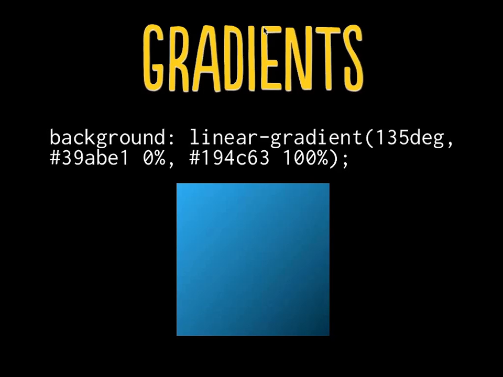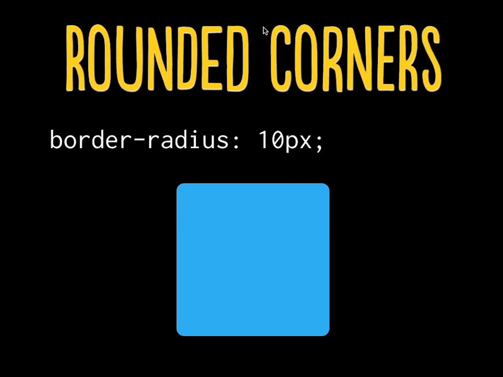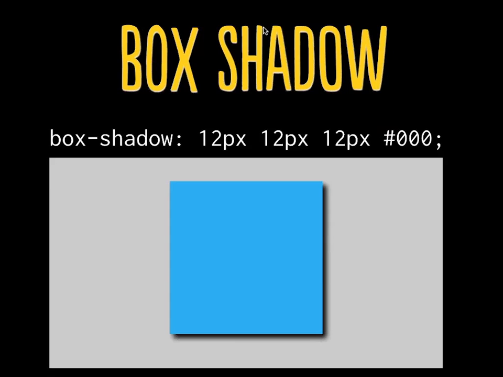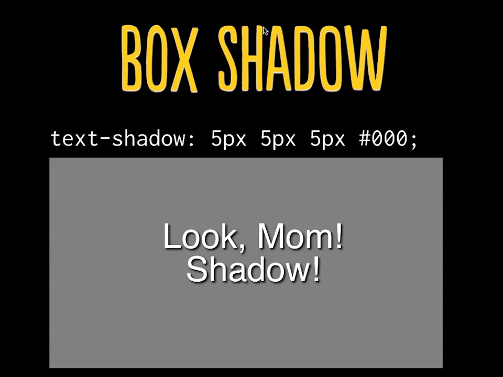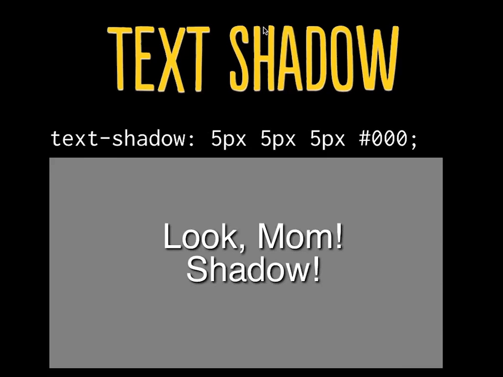You can do gradients straight in CSS. Here's an example of one. You can do linear and radial gradients. You can do bunches of gradients stacked on top of each other. You can do rounded corners. Take a div, give it a nice rounded corner without having to resort to background images or divs within divs. Box shadow. You can take a div and put a drop shadow behind that div and control the elements of that shadow. You could take the same div, instead of the shadow being dark, you could have the shadow be light and create a glow effect. You can put shadow not just on boxes but on text.